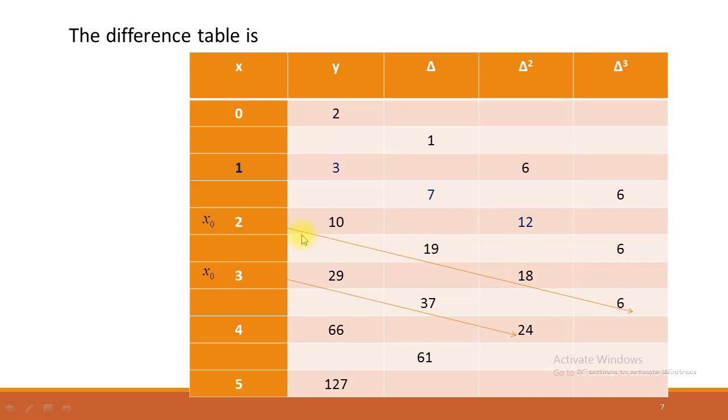I want to repeat again. Since from the beginning the position of x naught is the third position, the value of y naught at the third position is 10. At the third position the value of delta is 19, the value of delta square is 18, and the value of delta cube is 6. So using these values, y naught 10, delta 19, delta square 18, and delta cube 6, which lie on this down diagonal.